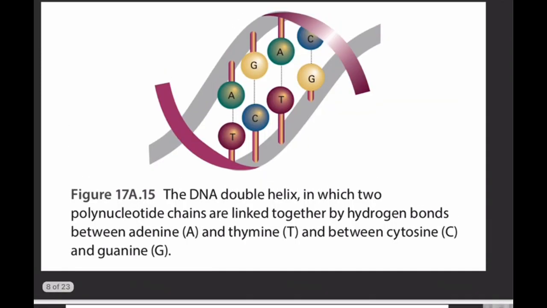Here this is a DNA structure. In the DNA double helix, 2 polynucleotide chains are linked together by hydrogen bonds between adenine (A) and thymine (T), and between cytosine and guanine there is hydrogen bonding. So these are nucleic acid bases which are attached: A and T are attached by hydrogen bonding, and G and C are attached by hydrogen bonding.